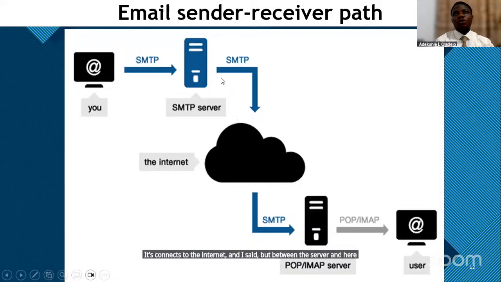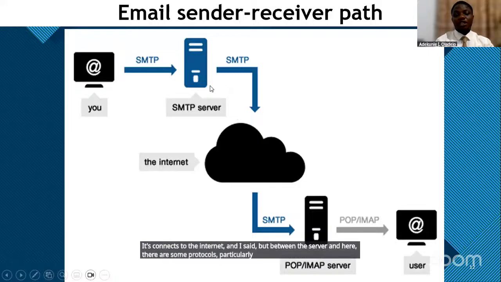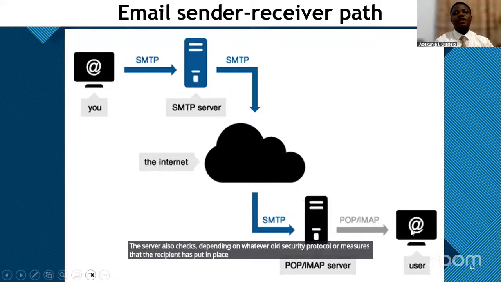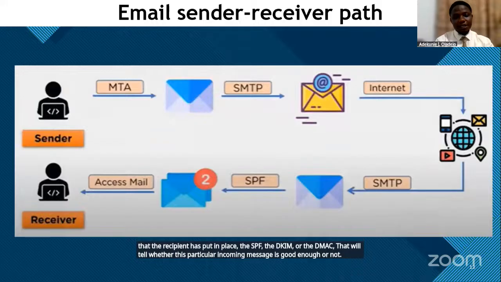There are some protocols, particularly the SPF, which checks if that email is good to go. It goes through the internet, then comes to the server of the recipient. The server also checks, depending on what security protocol or measures the recipient has put in place, the SPF, the DKIM, or the DMARC. That will tell whether this particular incoming message is good enough or not. The same thing is what we can see here.